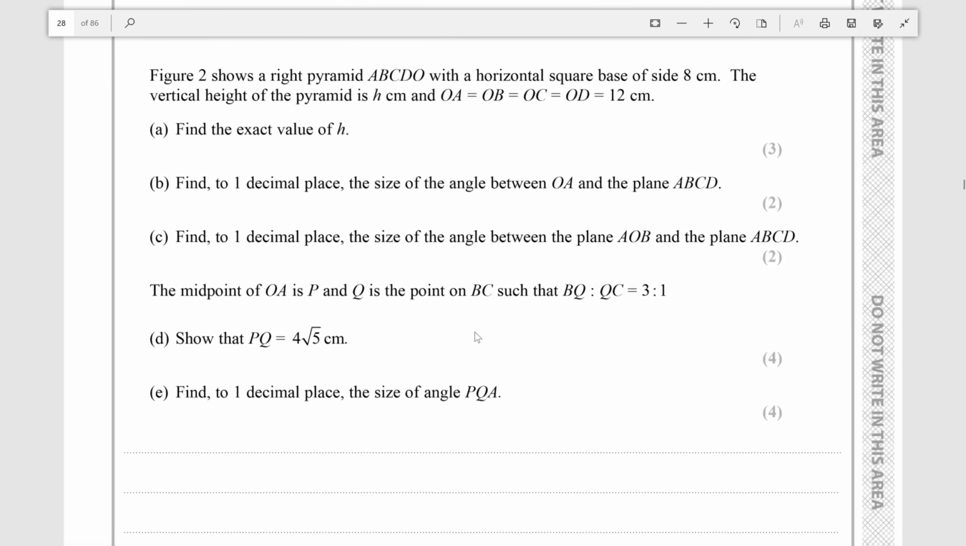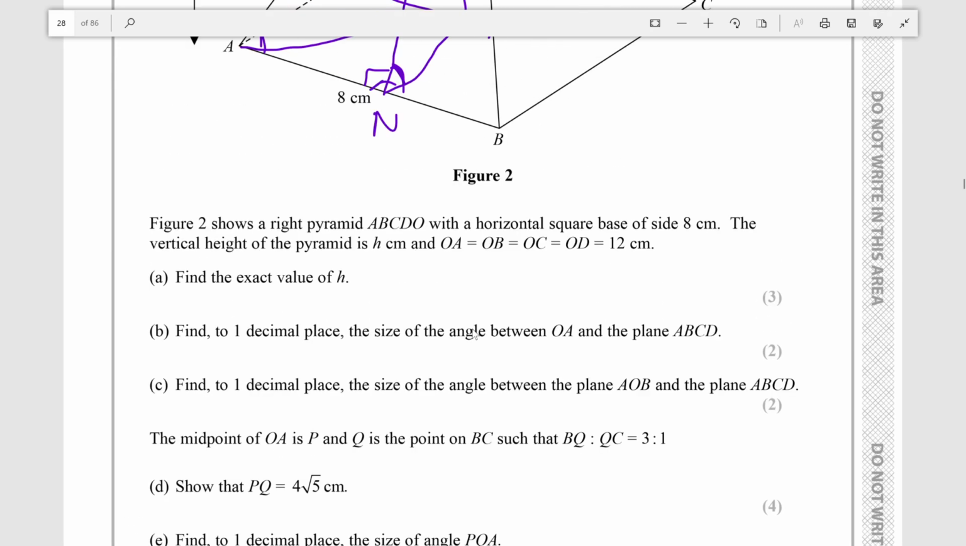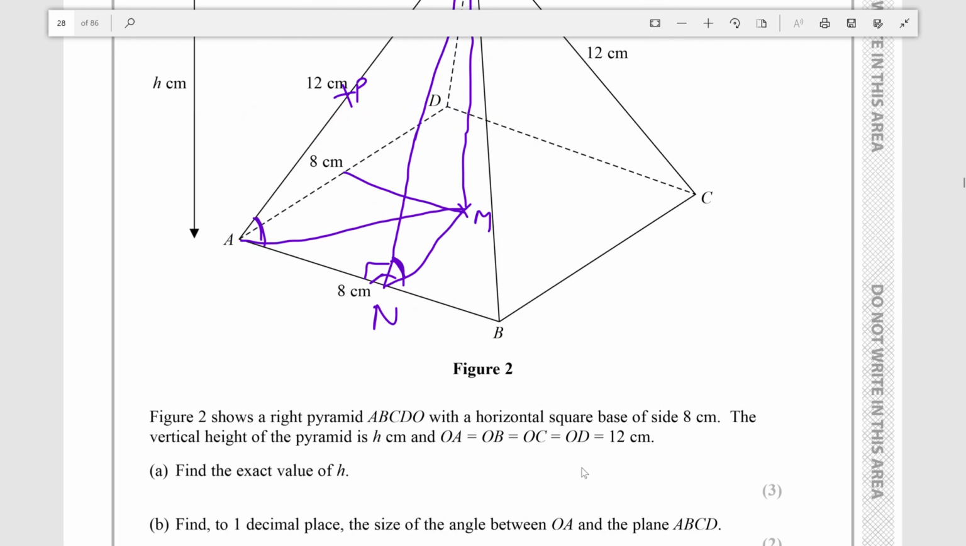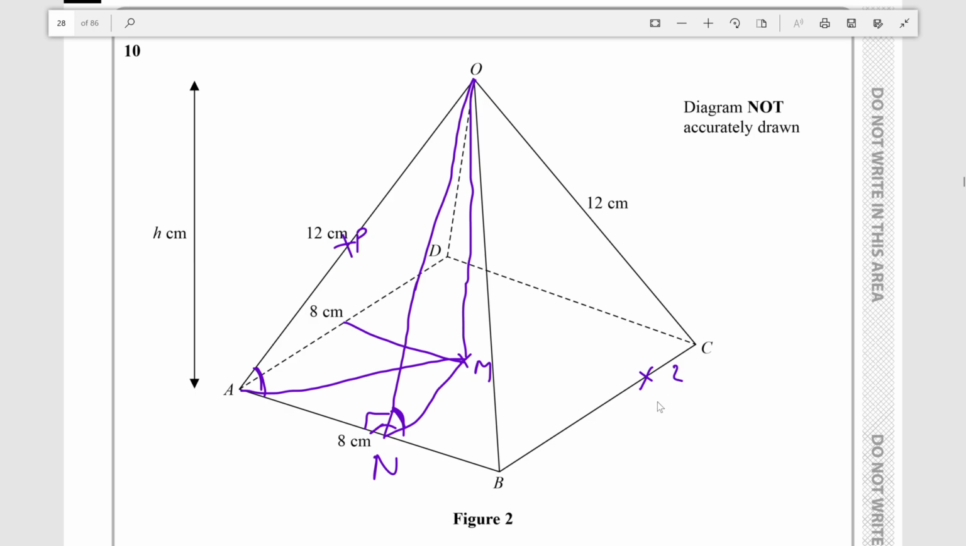And then the midpoint of OA is P, and Q is the point on BC such that BQ to QC is in the ratio 3 to 1. So that means there's the point here, which is P, and there's a point Q, which is here, and this is 2, and this is 6, and essentially we just want to figure out the distance from here to here. And what we will be doing is the method which is kind of like incrementing the dimensions. So you first have your straight line down to here, and we know this is going to be half the height, and then we take it into the y dimension, and then we take it into the x dimension by moving the triangle down to here.